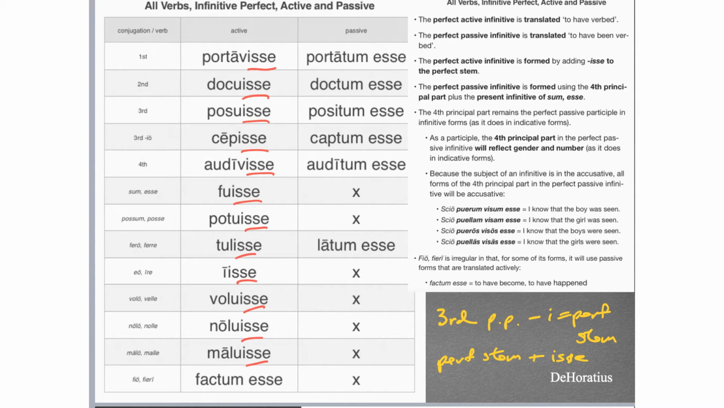But when we get to indirect statement next week, we'll find that it functions a little bit differently in translation in indirect statement. And don't worry about factum esse down here not following the pattern. It's a little bit of a funky verb. And as with all perfect forms, and you learned this with the indicative, all verbs, no matter what, form their perfect forms the same way, right? Which is dropping that I, getting the perfect stem, and then adding the endings, or in this case, just the one ending. So it doesn't matter what conjugation, doesn't matter irregular or not, all verbs will use that perfect stem and then add isse for the perfect active infinitive.